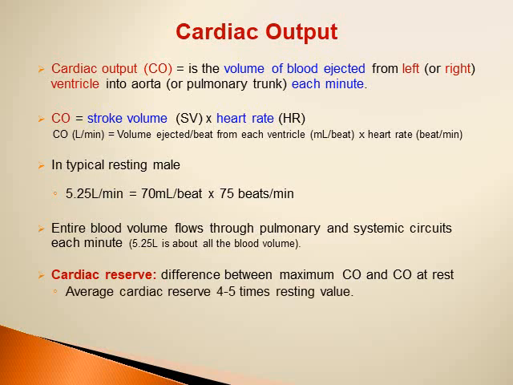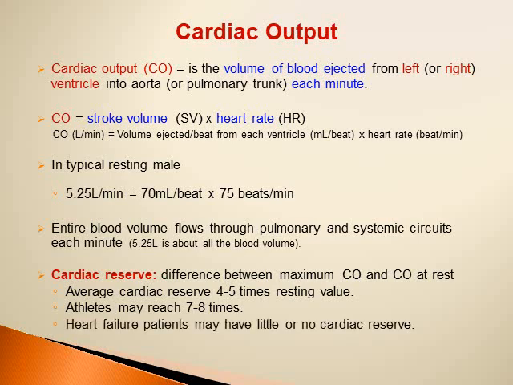The average cardiac reserve is 4 to 5 times the resting value. So it means that the maximum cardiac output could be up to 20 or 25 liters per minute. Well-trained athletes or individuals may reach 7 to 8 times. So their maximum cardiac output could be up to 35 or 40 liters per minute. Heart failure patients have little or no cardiac reserve. So their cardiac reserve is very low due to the failing heart muscle or the failing pump of the cardiovascular system.